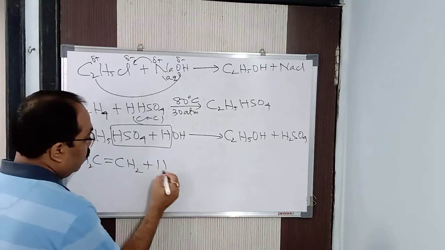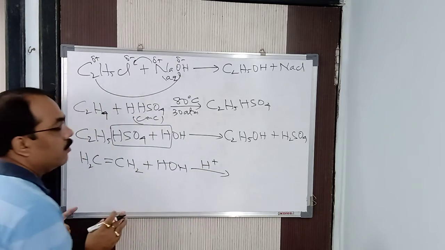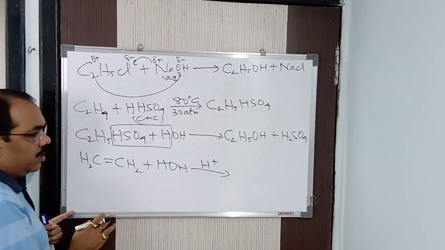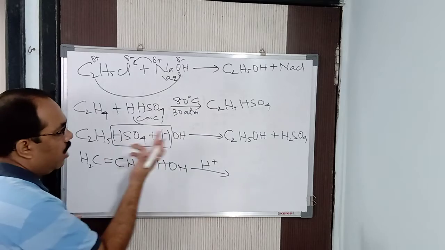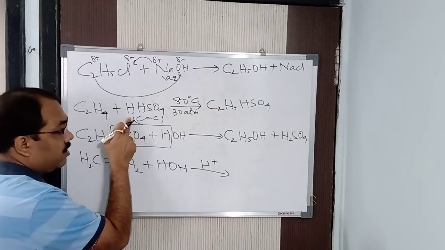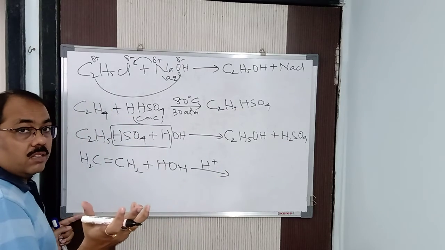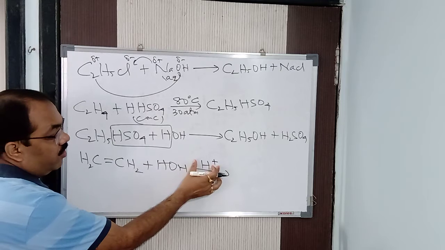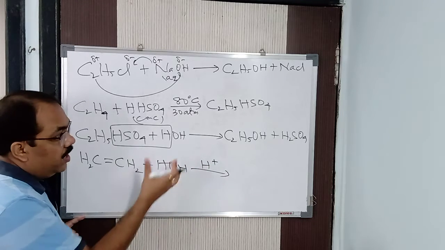CH2 double bond CH2 plus HOH in presence of H plus. H plus means acidic medium, because sulfuric acid acts as a medium or a catalyst. We took sulfuric acid in the first step and we got it back in the second step, so it does not participate in the reaction. For that reason, you can write H plus. The medium has to be acidic.